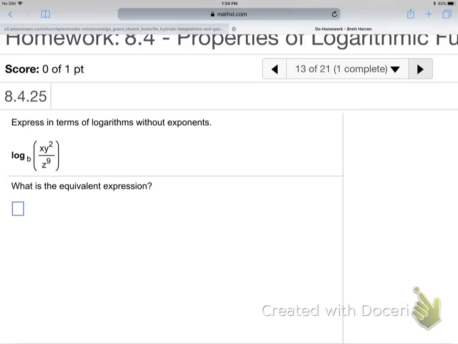All right, so let me just let you do that one. Give it a go. Break it into 3 logs. You got X, Y, and Z. We'll break that into 3 logs, and they're all going to be log base B. The base isn't moving.